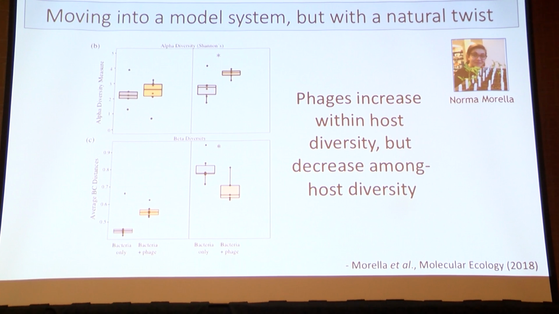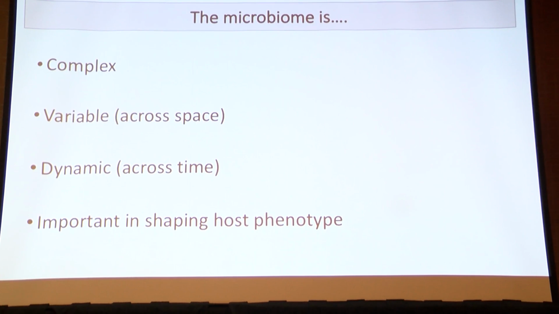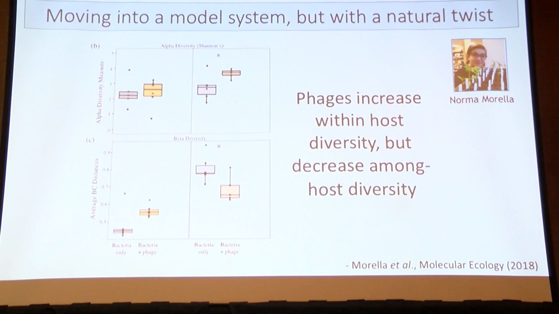And so what we're looking at here is the alpha diversity. Alpha diversity on the top, so how much diversity there is within a plant, and then beta diversity on the bottom, how different plant replicates are within a treatment.